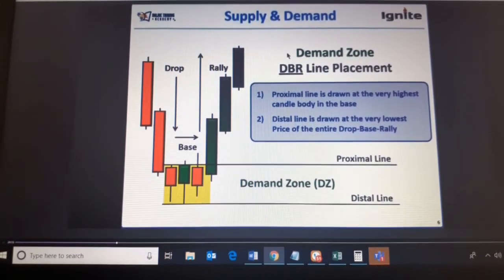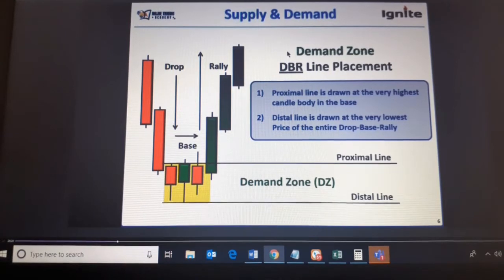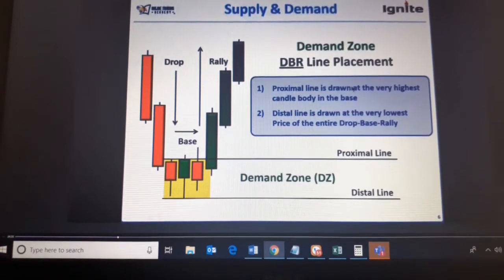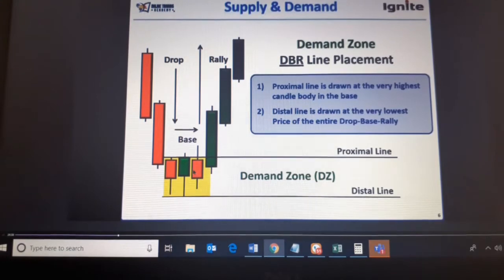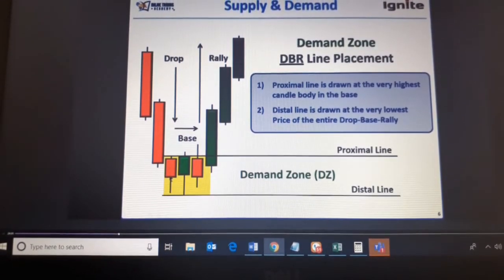Okay, so let us now see how to draw distal line. Now distal line has a little bit of difference while drawing in case of a continuation pattern and a reversal pattern. So this is for your reversal pattern. The proximal line is drawn at the very highest candle body in the base. There are three base candles over here.